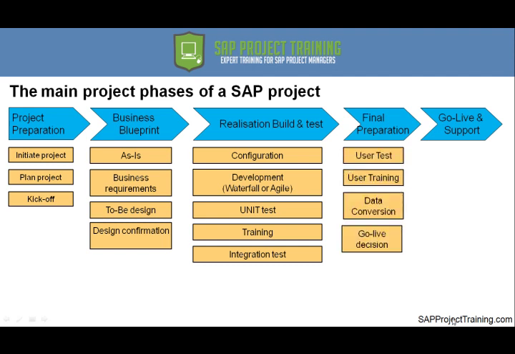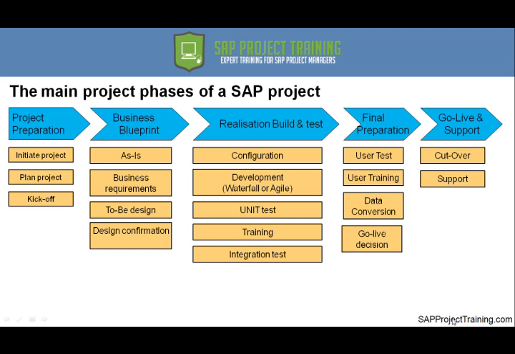That will lead us into the final preparation, where our main activities will be to do the user testing, user training, do our final data conversion testing, as well as the final data conversion run, and then we will have a go live decision. If we have a decision to go live, we will go into go live and support, where we'll execute our cutover activities, and we'll go into support state. So that is the main activities and the phases of a typical SAP project.